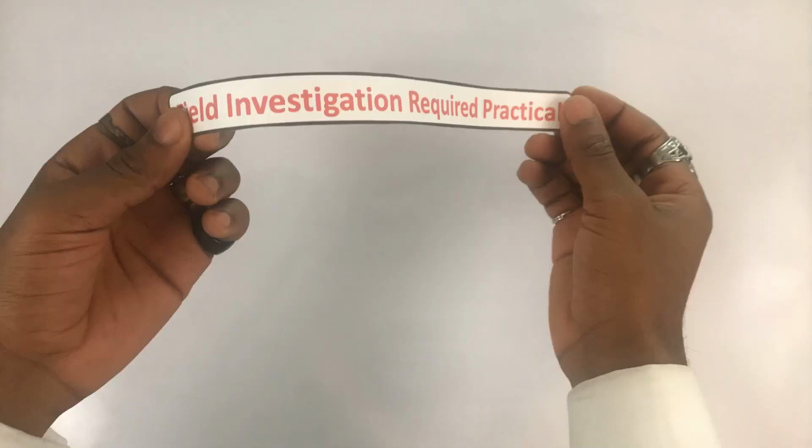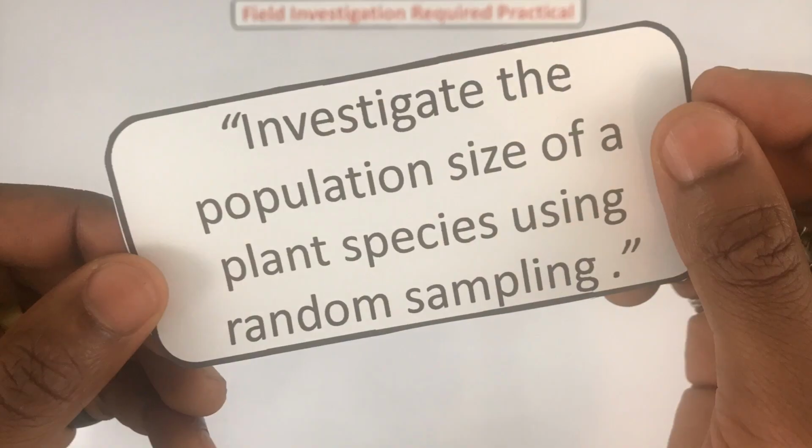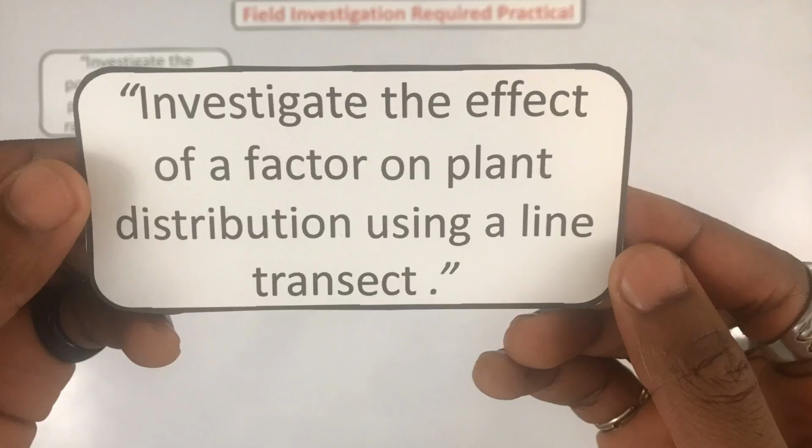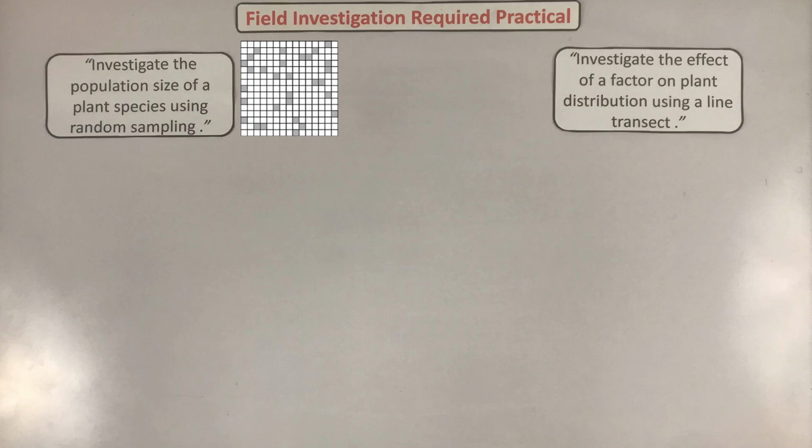There are two different practicals for this section. Each requires a different technique. You could either investigate the population size of a plant species using random sampling, or investigate the effect of a factor on plant distribution using a line transect. Both types of sampling methods have their advantages and disadvantages.